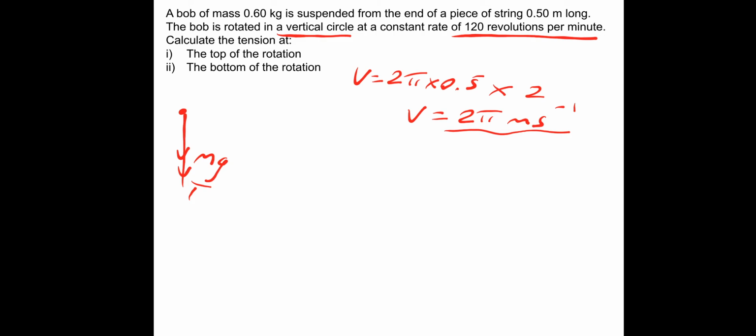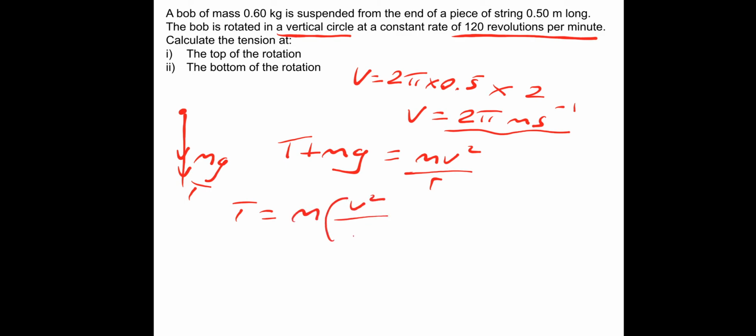So let's apply the law. The sum of the forces is mv squared over r. Everything's going in the same direction, so it's T plus mg equals mv squared over r. Then I'm going to rearrange to find T and factorise at the same time. So the tension is equal to, pulling the m out, m times v squared over r minus g. Then let's put our numbers in.